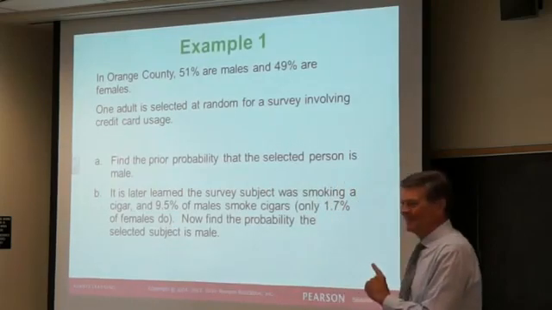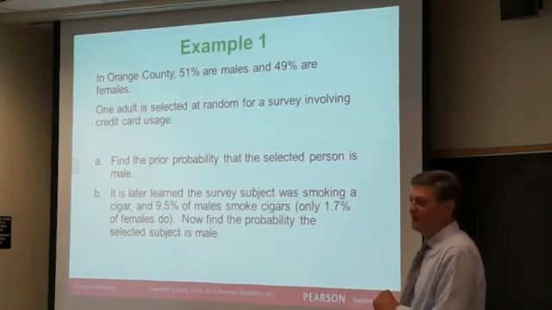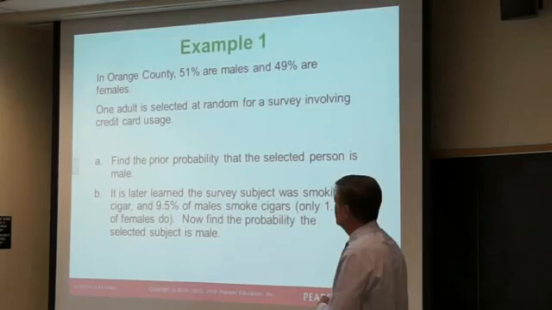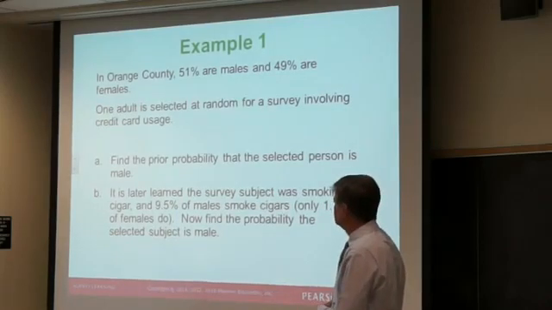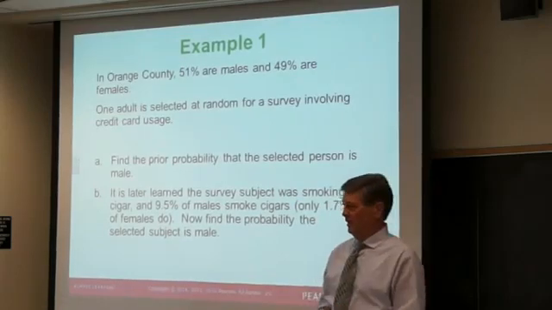This is not a trick question. No. So it'd be 51 over 100? Yeah, 0.51. That's not a conditional, that's a straightforward frequency rule, 51%, 0.51. All right, so that's your prior probability.